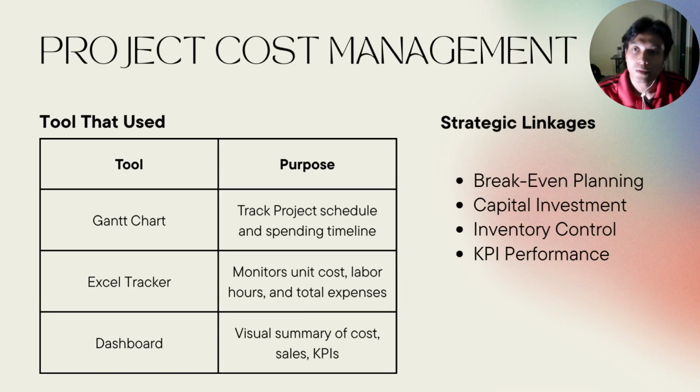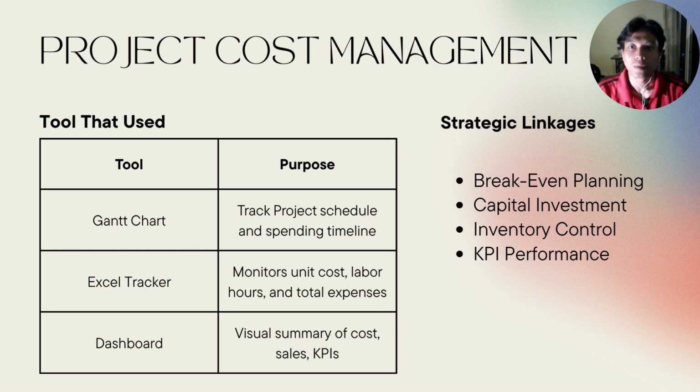Next is about the tools that we use. There are three tools: a Gantt chart, an Excel tracker, and a dashboard. The purpose of the Gantt chart is to track the project schedule and spending timeline. The Excel tracker is to monitor the unit costs, labor hours, and total expenses. The dashboard is proposed to be a visual summary of costs, sales, and KPIs. Early warning helps prevent loss and guides decision making.